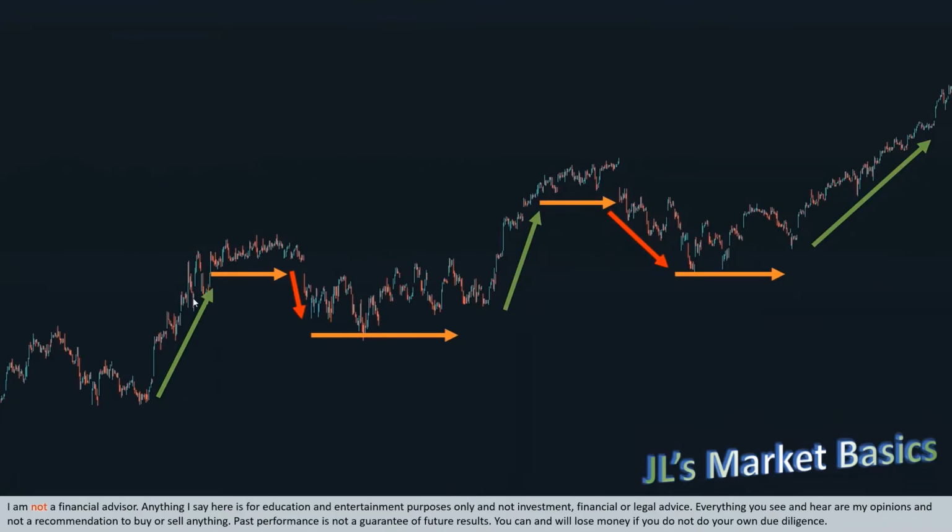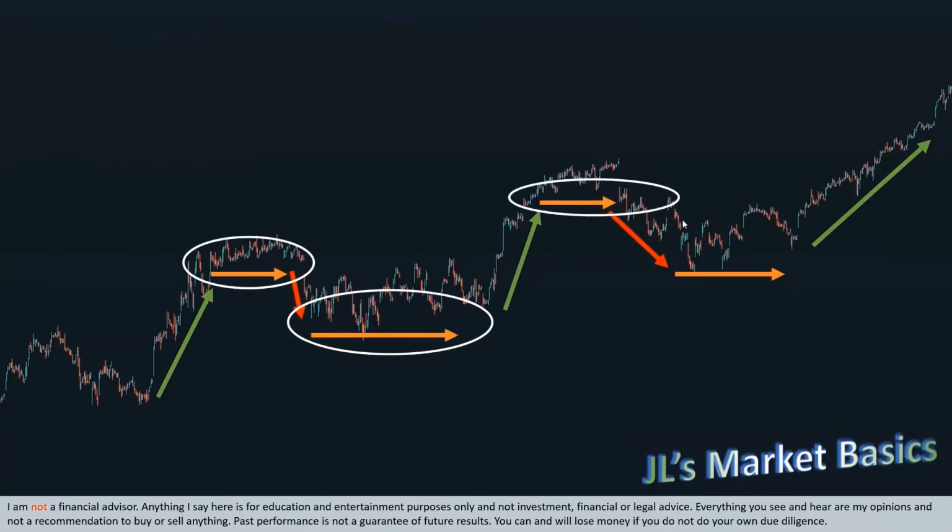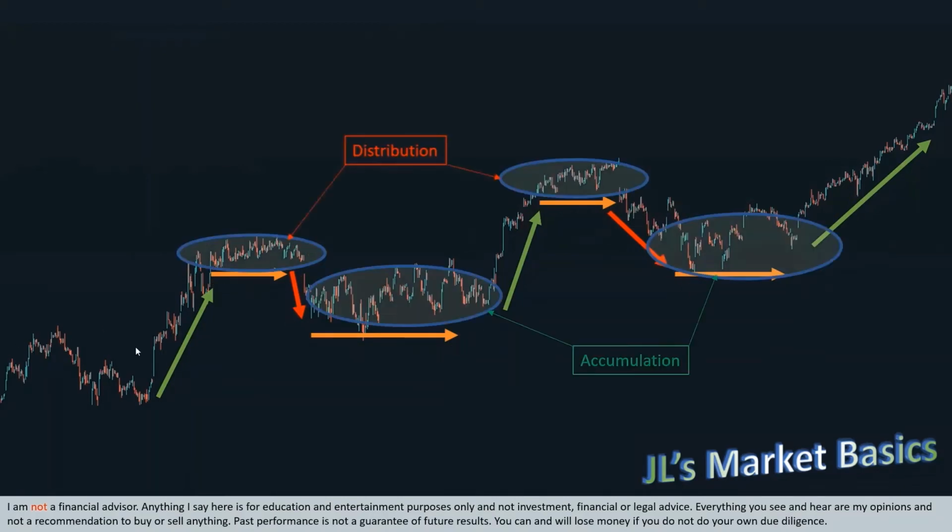When the price is not moving in an uptrend or a downtrend, it's said to be moving sideways or in a range. Usually when you get sideways trading after an uptrend, it is known as distribution. This is where buyers can turn into sellers and you start getting some weakness and selling pressure. And when you get sideways trading after a downtrend, it is known as accumulation. And this is where you can get new buyers step into the market and selling pressure starts to weaken.